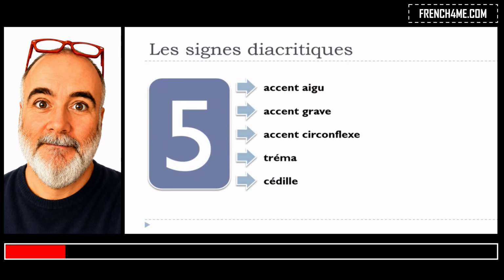So in the next lessons, in the next units, I will focus on explaining how to pronounce them, because of course the pronunciation will change. If you put l'accent aigu on the top of E, basically you won't pronounce it like you would pronounce it without the accent. But keep in mind that we've got these 5 signes diacritiques. Accent aigu, accent grave, accent circonflexe, tréma, cédille.